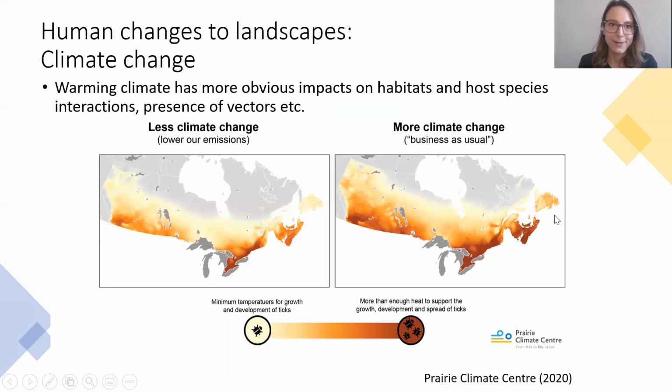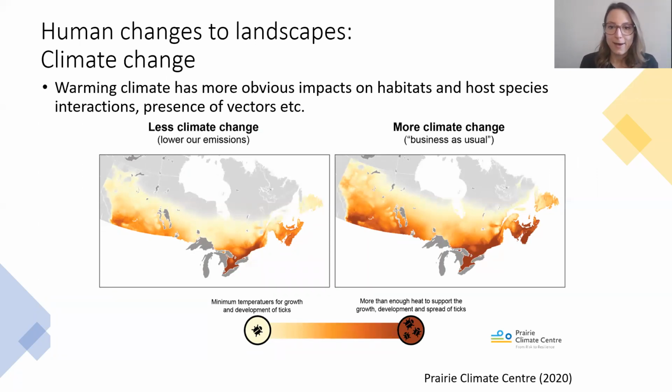This brings us to climate change, another really important human change to the landscape. The warming climate has some pretty obvious impacts on things like habitat loss, as well as host species dynamics, because if you have less habitat that is suitable because of climate change, then overall that would probably drive down biodiversity in many ecosystems.